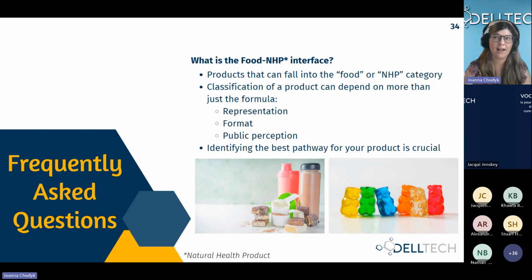But we also look at the public perception. So when a consumer sees your product on the shelves, what do they think it is? Do they think it's a food product or do they think it's an NHP? So it's more than just the formula that we look at. There are a lot of other important factors to consider before deciding if your product is a food or an NHP. And it's super important that you have a clear established path that you're going down, because both natural health products and foods have very significantly different requirements when it comes to labeling and manufacturing.